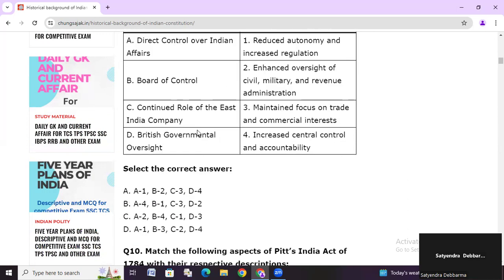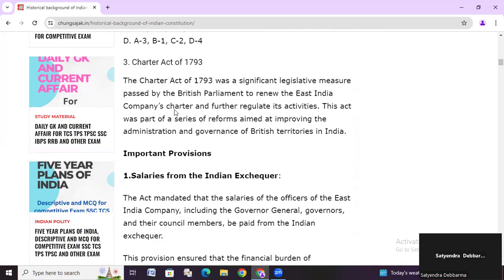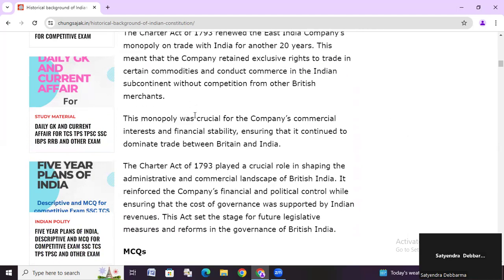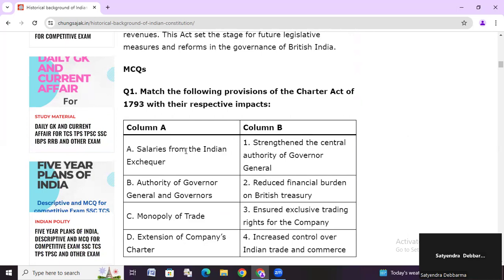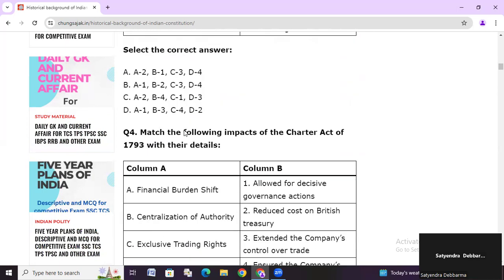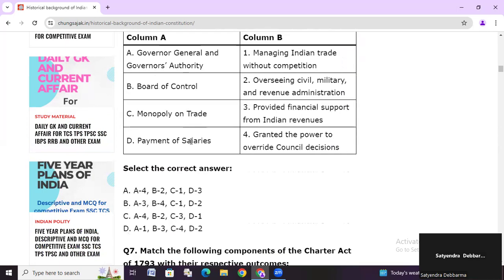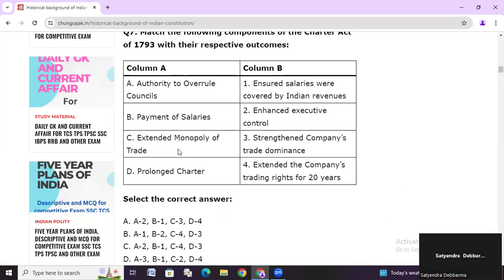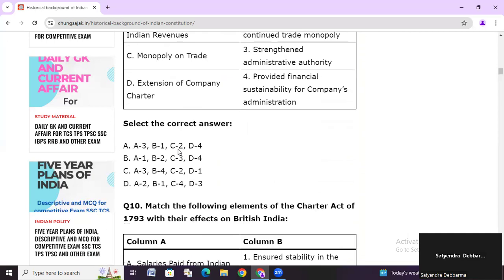Next, third number, Charter Act 1793. Charter Act of 1793. Explanation and MCQ. I will provide all syllabus-wise topics, that means syllabus-wise subjects.